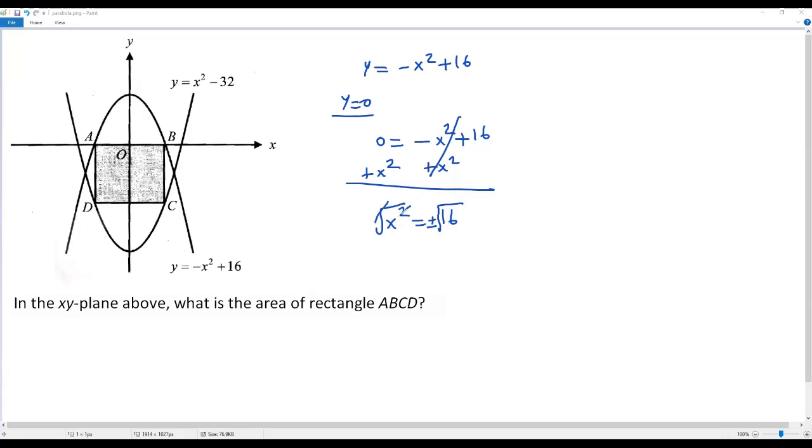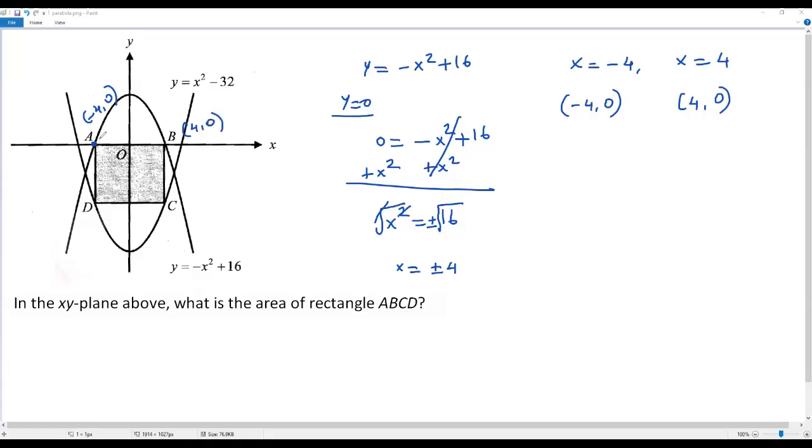So here the square root and square will cancel. We just get x equals positive or negative square root of 16, which is just 4. Okay, now I got two values for x: x equals negative 4 and x equals positive 4. So we got these two values of x by taking y equals 0. Then we can write the x-intercepts as negative 4 comma 0 and positive 4 comma 0. So here the point A is negative 4 comma 0 and point B is positive 4 comma 0.